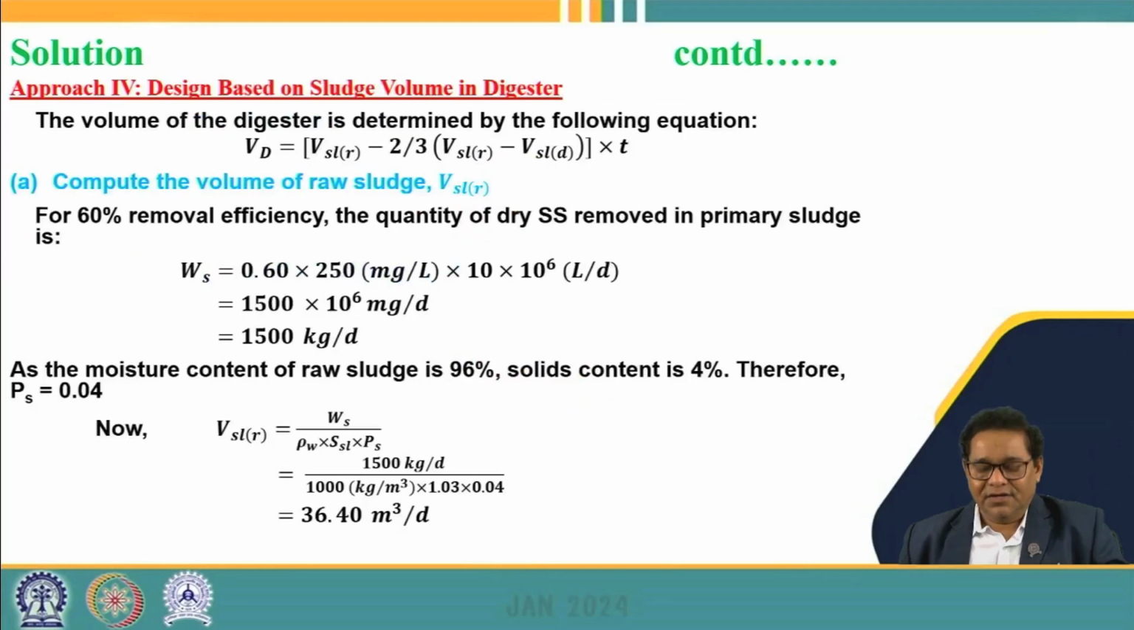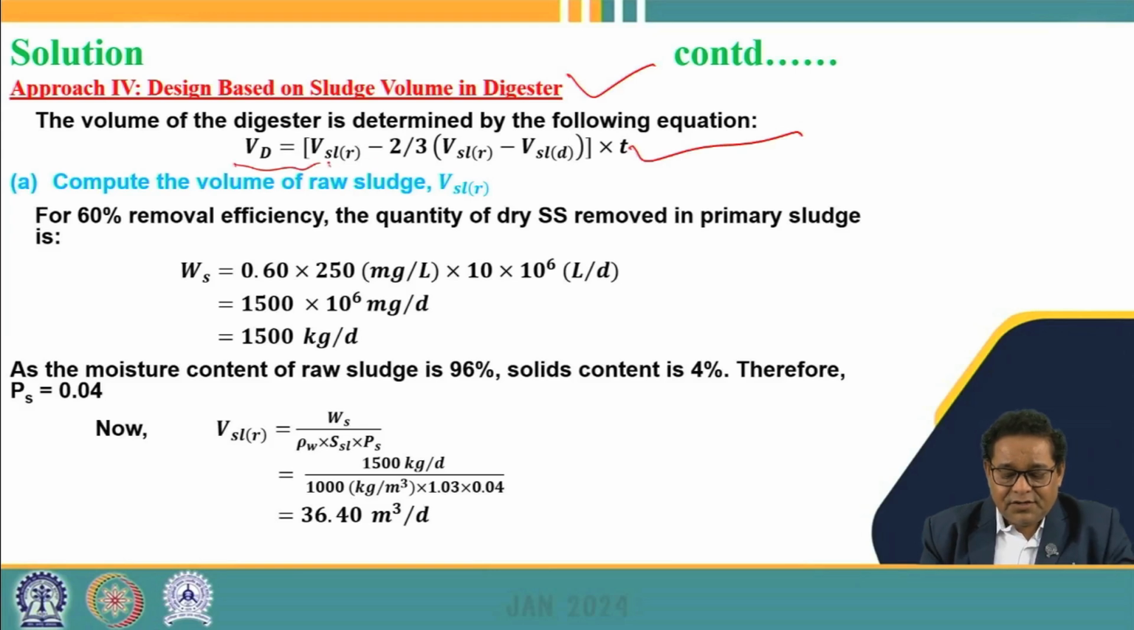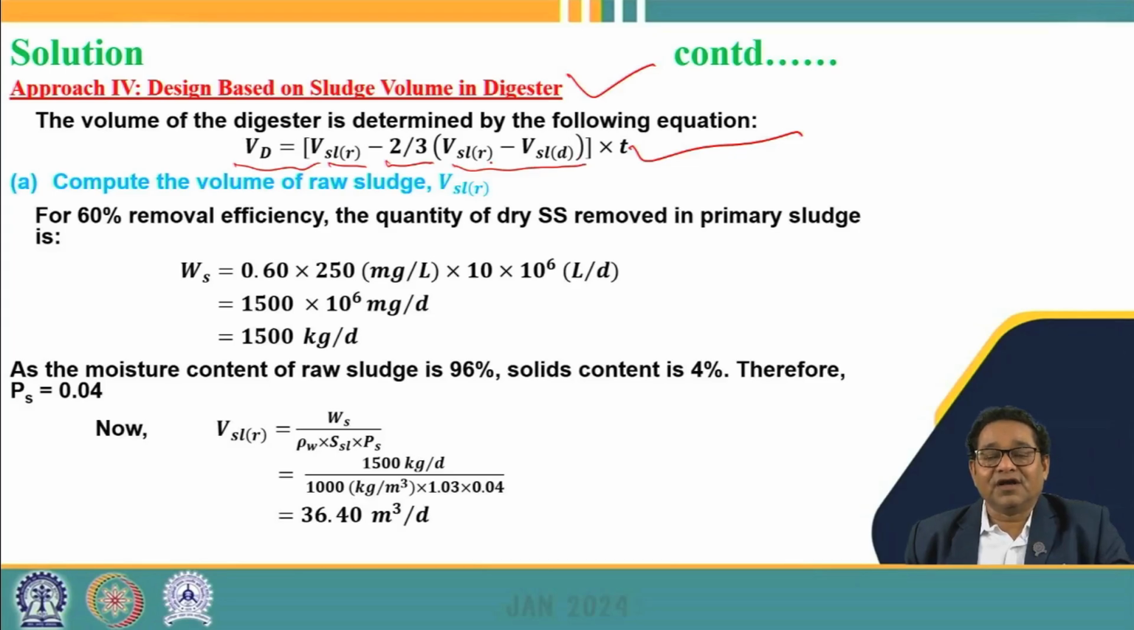Let us see the last approach, which is called the design based on sludge volume reduction. This is the equation to be used: Vd is equal to the volume of raw sludge minus 2 by 3 times, in brackets, the volume of raw sludge minus the volume of digested sludge, multiplied by the detention time.